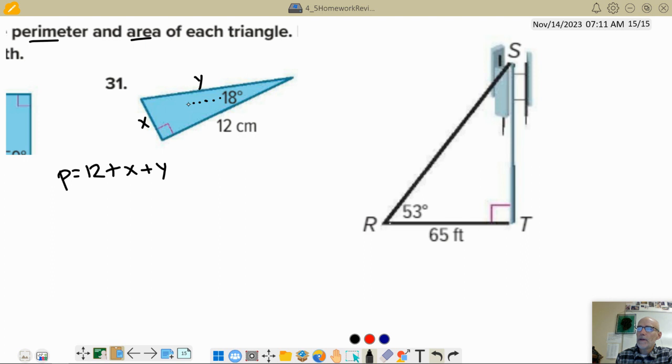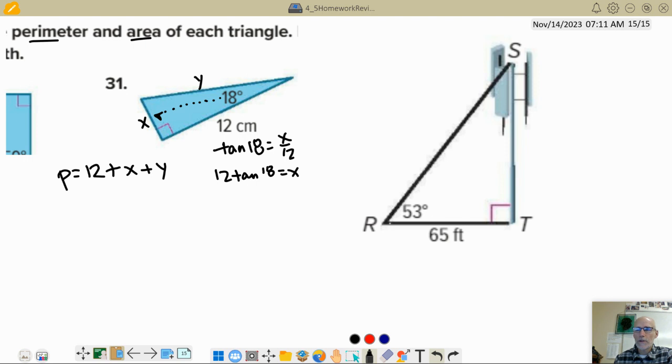The opposite leg over the adjacent leg would be the tangent function, right? So I want to go tangent of 18 degrees is equal to x over 12. And then I would multiply both sides by 12. So I get 12 tangent of 18, right? And that's what x is equal to.